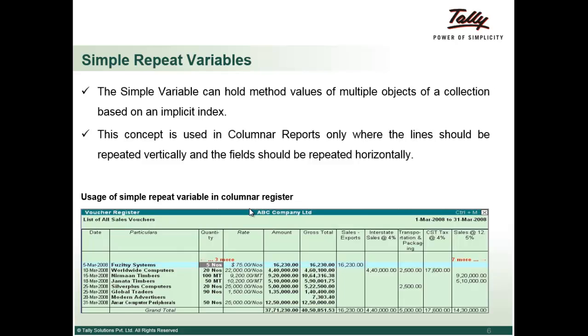If you remember, in some of the columnar reports, you would say add columns, modify columns, or auto columns. So all these are accomplished by using simple repeat variables, where an attribute called repeat is available in the variable definition, and we use it to get this particular type of report. So we'll see in detail about this later.